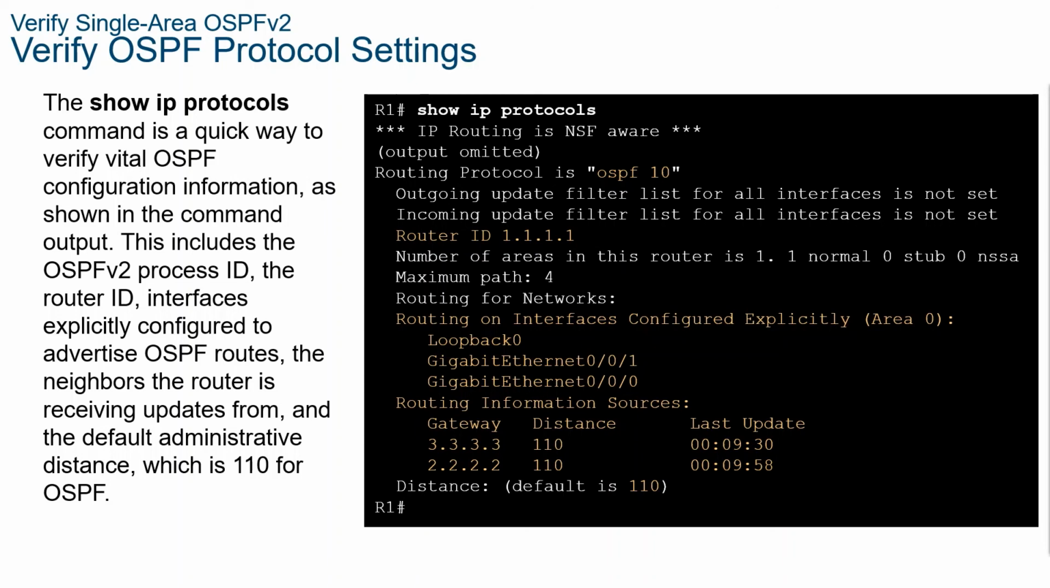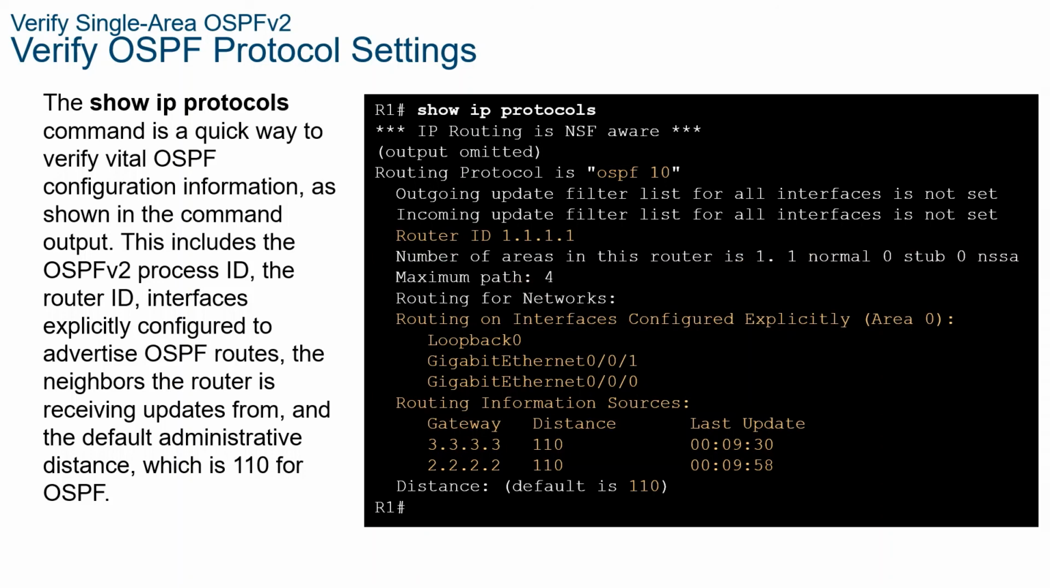Okay? Now, next would be verify OSPF protocol settings. So we use the show ip protocols command as a quick way to verify vital OSPF configuration information. So this includes the OSPF version 2 process ID, router ID, interfaces explicitly configured to advertise OSPF routes, the neighbors the router is receiving updates from, and the default administrative distance, which is 110 for OSPF.